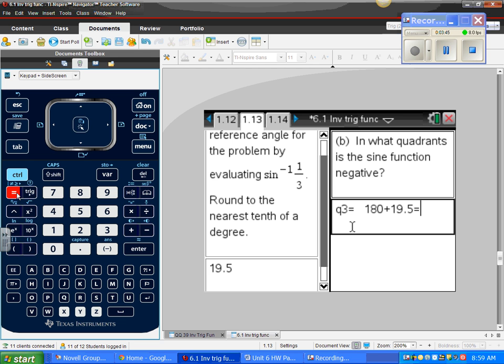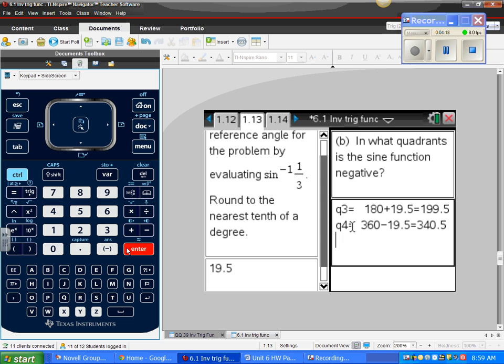What do you get? My brain is not functioning correctly today, guys. Okay, quadrant 4, what do you think my rule is? Good. 360 minus 19.5. So 340.5.